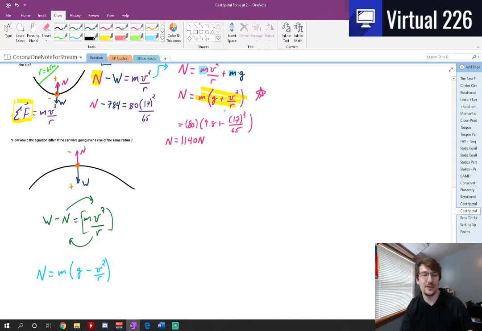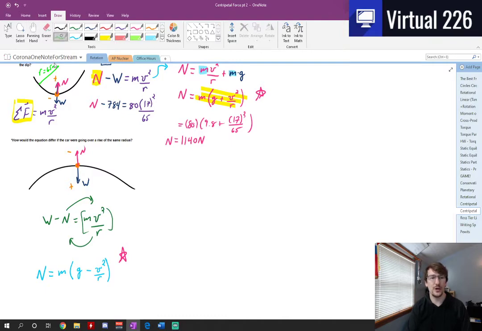You're feeling heavier down here. With this equation, you're going to feel lighter. Your stomach's all of a sudden going to be up in your throat, and you're going to feel very light. That's because we're subtracting this v squared over r from gravity. And remember that v squared over r is a centripetal acceleration, so we're allowed to subtract accelerations from each other like this, g being the acceleration due to gravity here on Earth.